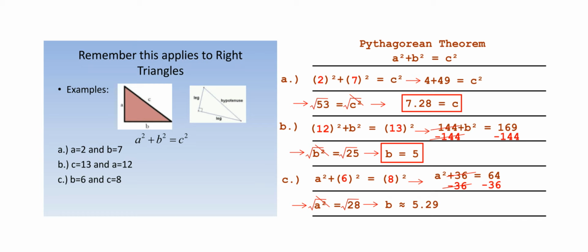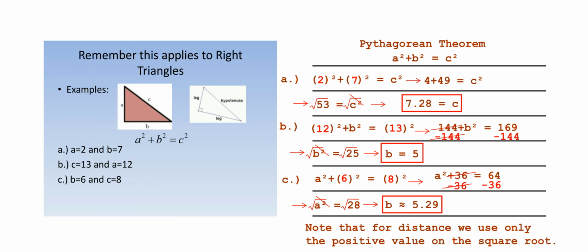I should have had a roughly 5.29 on A as well, right? Oh well, we'll leave it for next time. So look at that. We're pretty much done with our examples. Once again, note that for distances, we used only the positive value on the square root. Agreed? No plus or minus, it's just the positive side.